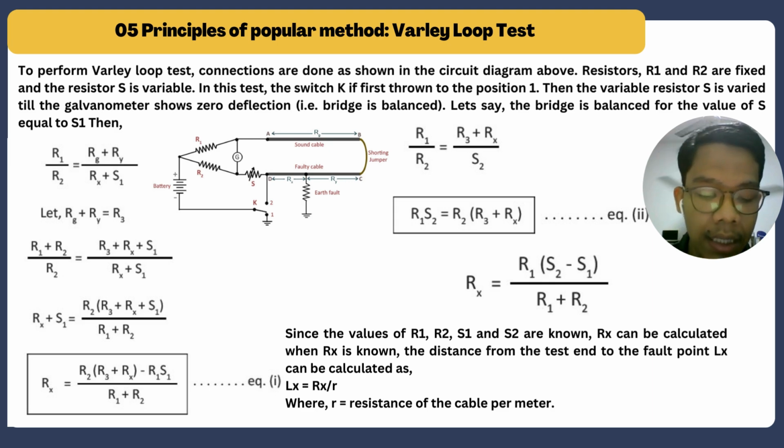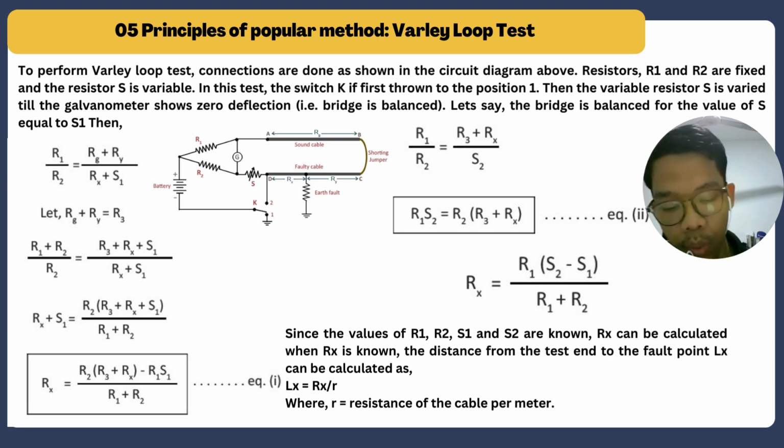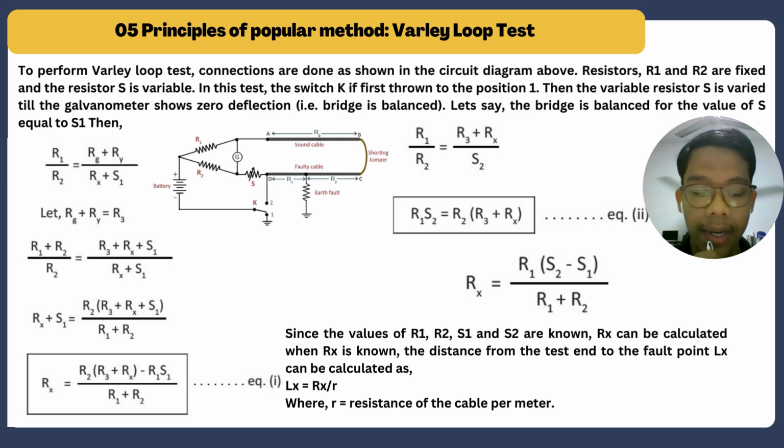Now the switch K is thrown to position 2 and the bridge is balanced by varying the resistor S. Say the bridge is balanced at the value of resistor S equal to S2. Then (R1 + R2) / R2 = (R3 + Rx + S2) / S2. We arrange this to get R1 S2 = R2(R3 + Rx) as the second equation.